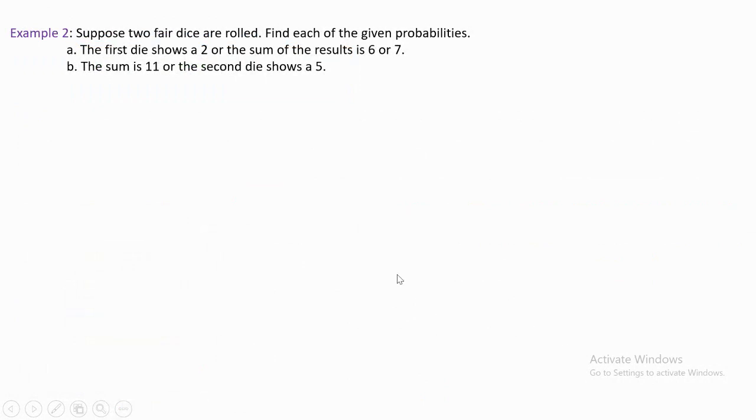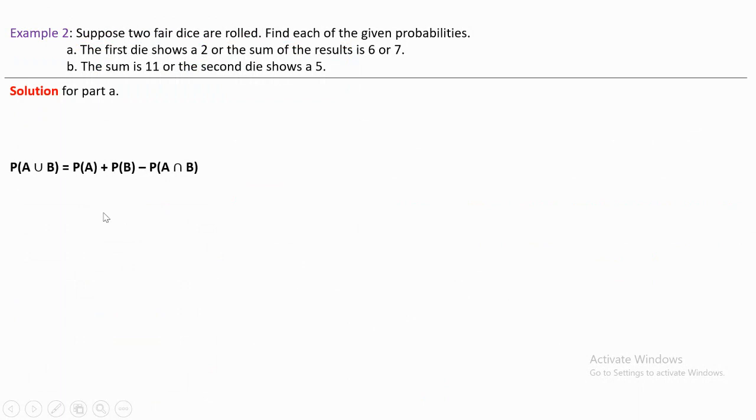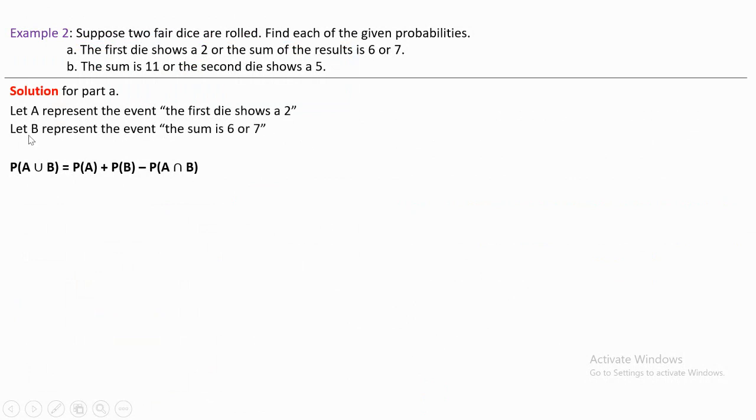Okay, now example 2. Suppose 2 dice are rolled. Find each of the given probabilities. The first die shows a 2, or the sum of the results is 6 or 7. Okay, so let's do this. So for part A, we have to use the addition principle. So we're going to let A represent the first event. The first die is 2, so A represents the first die is 2. And B represents the sum is 6 or 7.